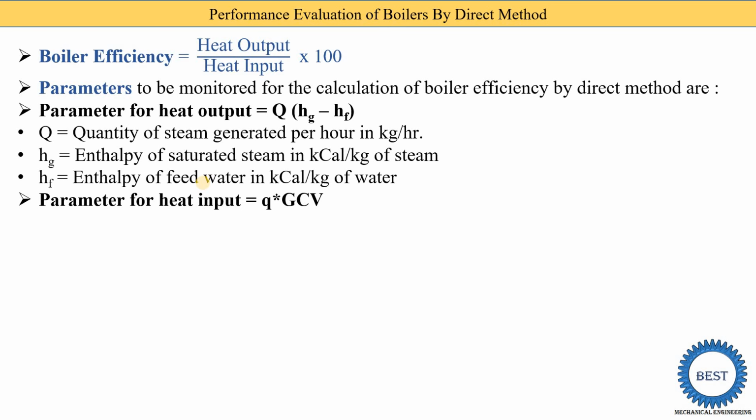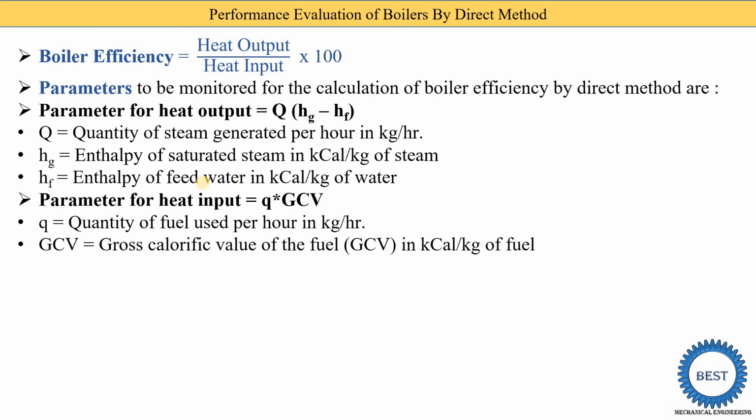Now, the second parameter is the heat input. So heat input is small q into GCV. What is the meaning of small q? Small q is the quantity of fuel used per hour, and the unit is kg per hour. Suppose we use coal, then how much coal is supplied. Suppose we use gas, then how much gas is supplied. Suppose it works on waste biomass, then what quantity of waste biomass is supplied. So it is measured in kilogram per hour. And GCV means the gross calorific value of fuel, and the unit of GCV is kilocalorie per kg of fuel.